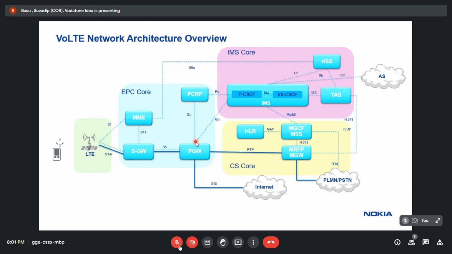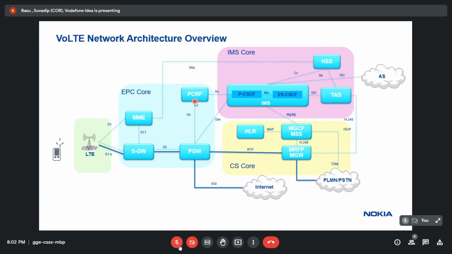Another very important interface is between the P gateway and the PCRF. This interface is called the Gx interface. And this interface is used by the PCRF, or the policy and charging rules function node, to guide the P gateway about the quality of service.